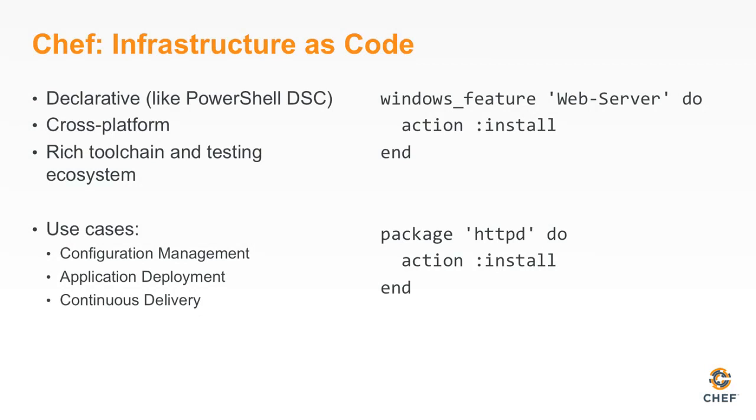Some of the use cases: it's a configuration management platform, but it's not only about configuration management. Of course, it's the same thing that Heyman and Nana were talking about. It's about your application deployment, it's about your continuous delivery, it's about DevOps. You can see some of the syntax in the examples here. On Windows, you might say something like Windows feature and install a web server. And the analog on a Unix platform would be, well, their web server is called HTTPD, so you would write very similar code to install that.